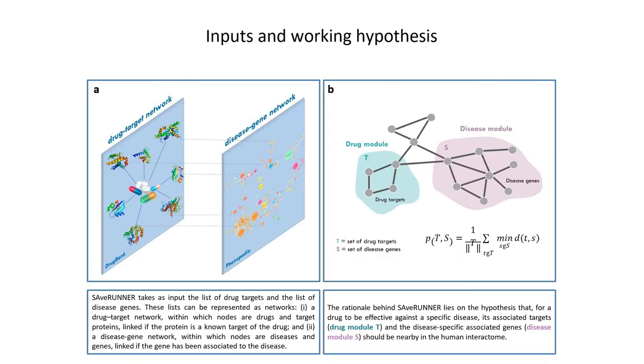But SaveRunner implements this concept through several steps. The first one, on the left part of this slide, consists in the computation of the proximity measure, and then we also assign a statistical significance to this measure by considering a degree preserving randomization procedure. But then we adjust this similarity value by considering a clusterization of this network and rewarding those drugs and diseases that fall in the same cluster. After some normalization procedure in order to have a measure between 0 and 1, SaveRunner ends up with a bipartite network in which we have drugs and diseases that are connected if there is a statistically significant association between them, that are statistically proximal in the human interactome, and the weight of this interaction is represented by this novel network-based similarity measure.